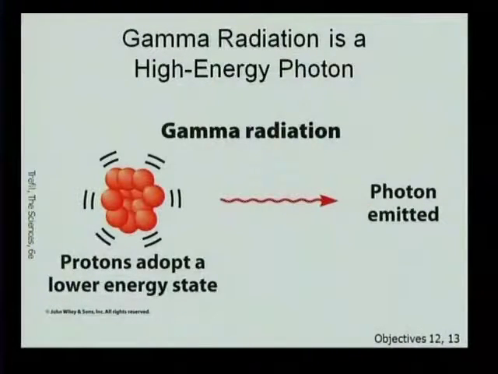So what we're going to see as gamma radiation is merely a high energy photon. If you have a photon that has a lot of energy to it, then that's called gamma radiation or X-rays. The protons rearrange and adopt a lower energy state, emit a photon, and as they do so, that photon that's given off can penetrate things because it has a lot of energy. And so that high energy photon is also called a gamma ray or an X-ray.